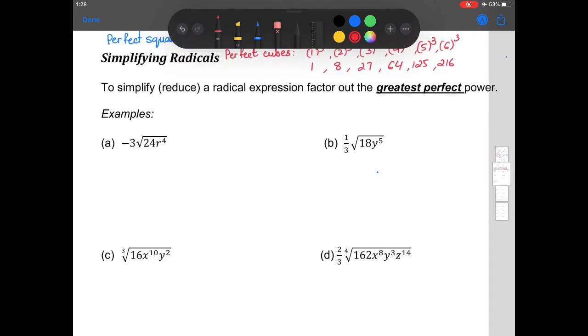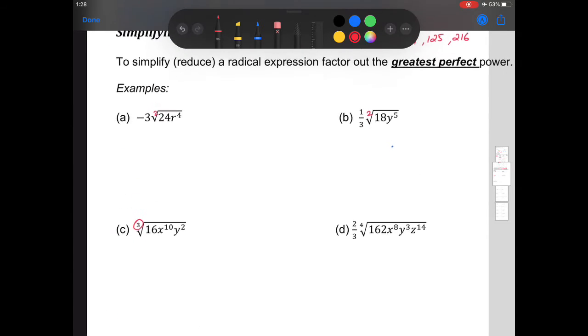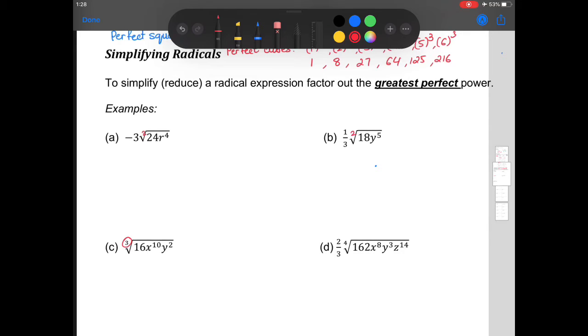Here it says, to simplify, reduce a radical expression, factor out the greatest perfect power. When it says greatest perfect power, I'm basically looking at my index. What's in my index? Here it is square, and here it's square. If you look at C and D, C is cube, D is the fourth root. We're going to skip letter E, so you can cross that out for now. Okay, so I'm going to start with letter A, and this number negative 3, I don't need to do anything with it till I simplify my radicand.